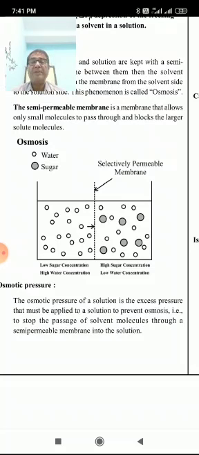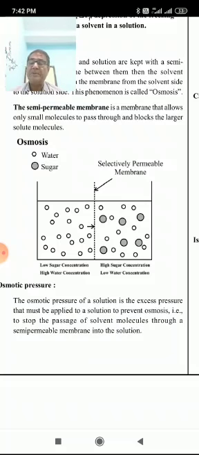Now, what is a semi-permeable membrane? Semi-permeable membranes are membranes that allow only solvent particles to pass through them and do not allow solute particles. There are two types of semi-permeable membrane. Number one, natural semi-permeable membrane. Examples are parchment membrane, bladder of goat or pig, and cell membrane of plants.